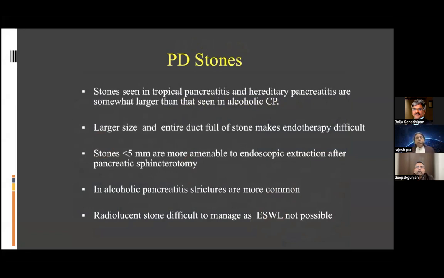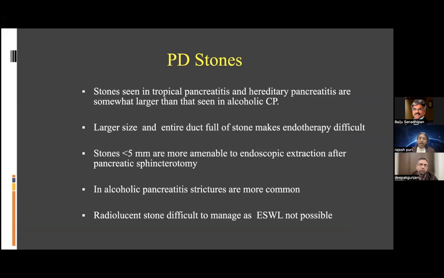Pancreatic duct stones in India are more seen in tropical pancreatitis and hereditary pancreatitis. They are larger in size in comparison to the rest of chronic pancreatitis, and they fill the entire length of the duct. If the patient has a stone of less than 5 millimeter, it is amenable to endoscopic extraction. If they are more than 5 millimeter, it is better to do ESWL prior to doing the endotherapy.